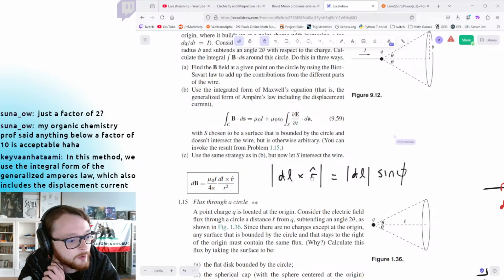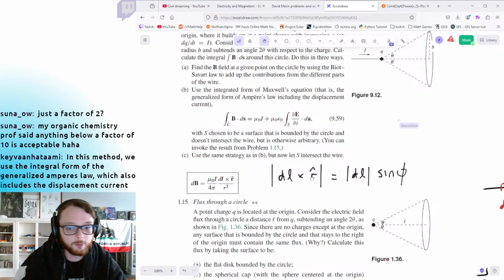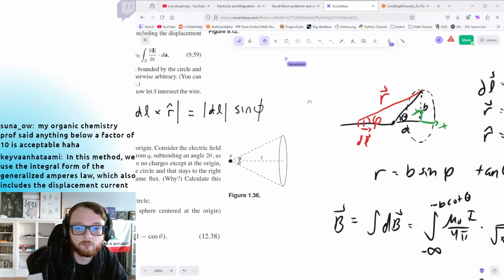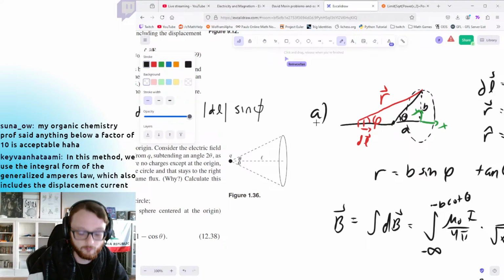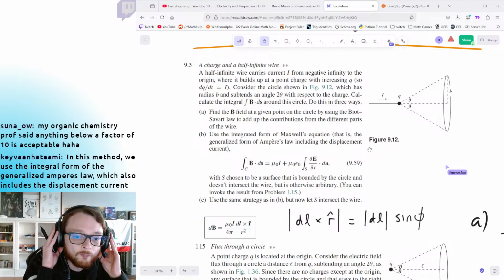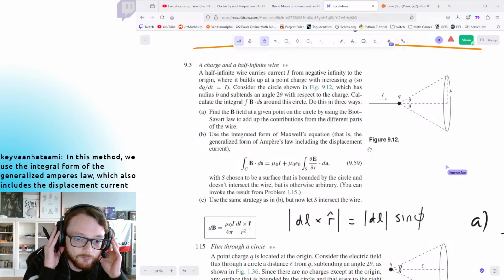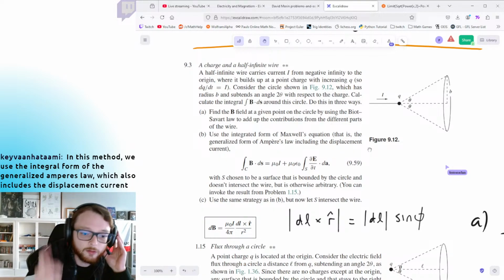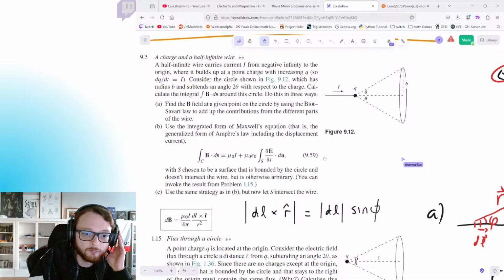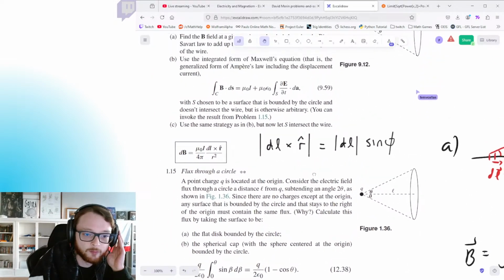Keep on. In this method, we use the integral form of generalized Ampere's law, which also includes displacement current. And it says we want to choose S to be a surface bounded by the circle that does not intersect the wire, but is otherwise arbitrary. So it feels like we could use the trick from chapter 1 where you take a spherical cap. Yeah, we could even just do a flat circle too, for the surface. Like part A or part B in that chapter 1 problem.